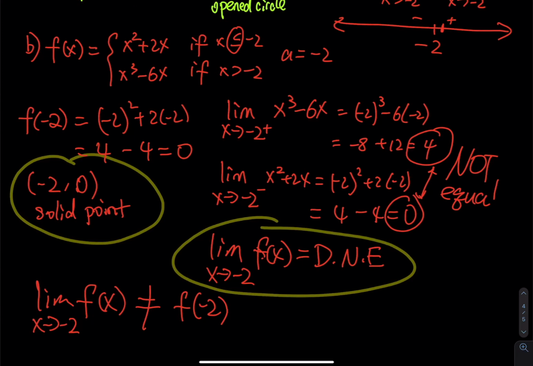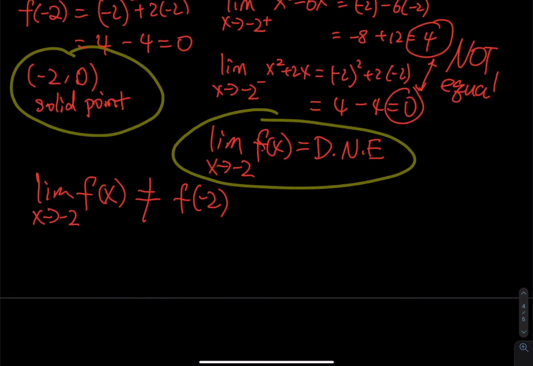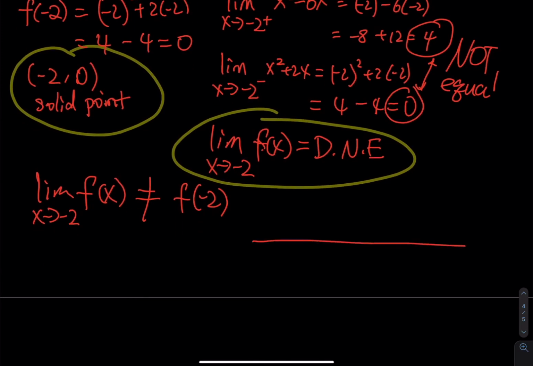What does the graph look like? Not the limit, the graph. We can take a quick guess. So this is my negative 2. As x approaches negative 2 from the right, we have a 4. So this is a 4. We have something right here. As x approaches negative 2 from the left, we have a 0. So the 0 is a solid point. So as x approaches negative 2 from the left, we have this.